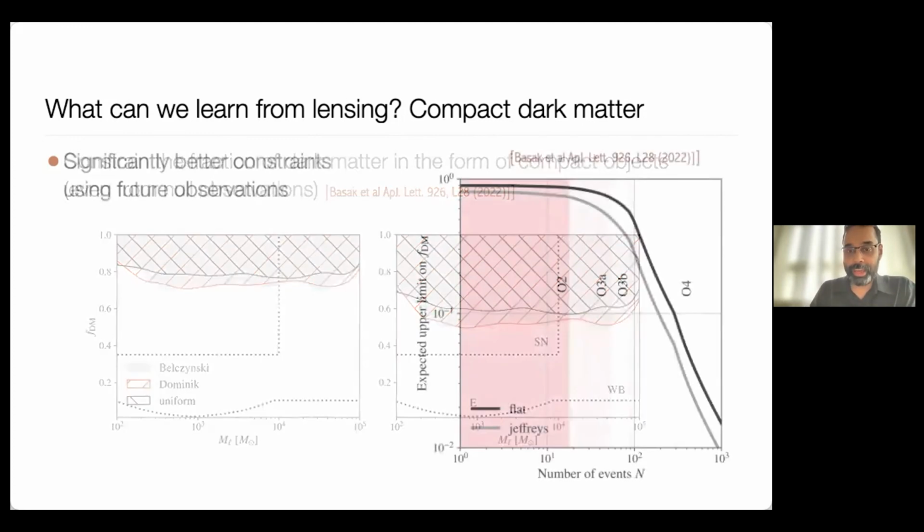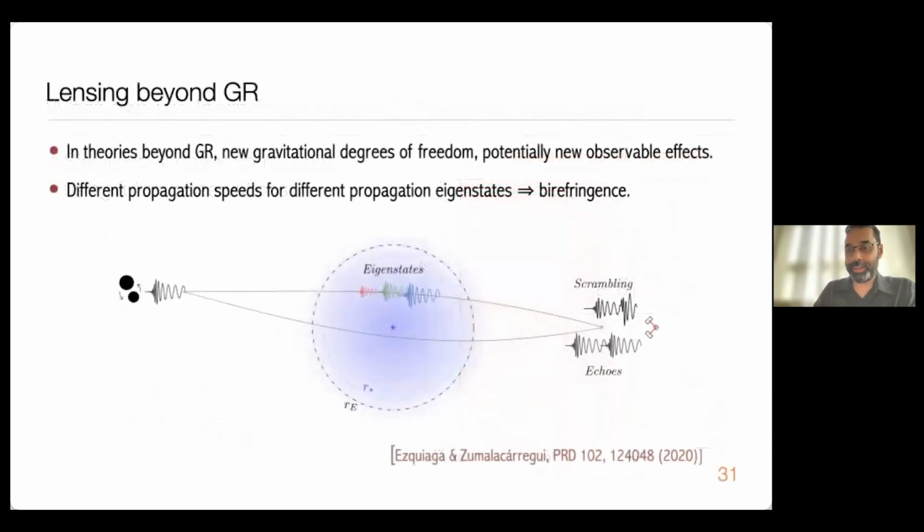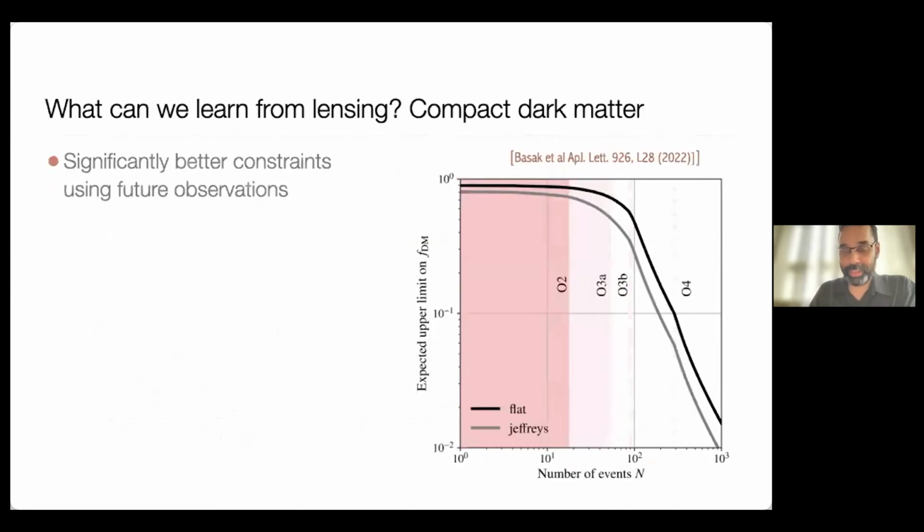However, in the next few years, we'll be observing hundreds to thousands of gravitational signals. And if we continue to observe no such lensing signatures, microlensing signatures, these bounds would significantly improve. And so it's a new way of probing the nature of dark matter, just like the microlensing of stars has helped us to constrain these compact dark matter objects in a different mass range.